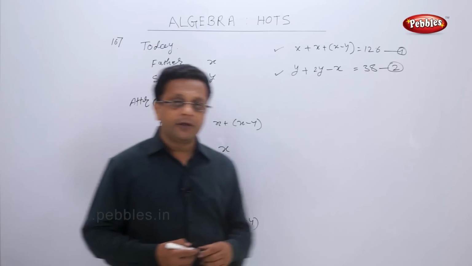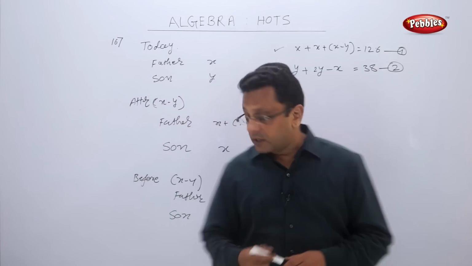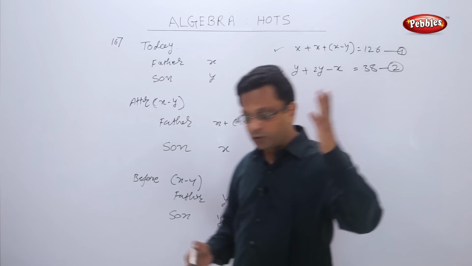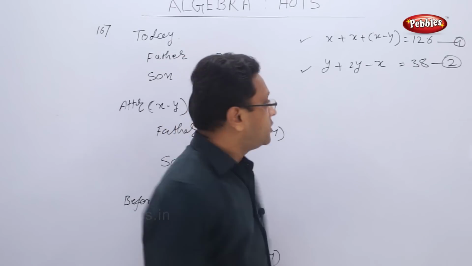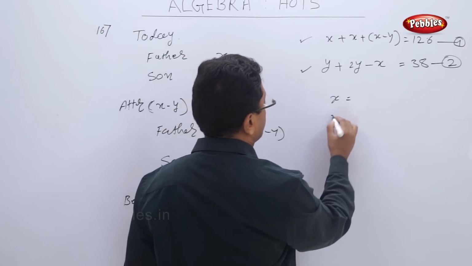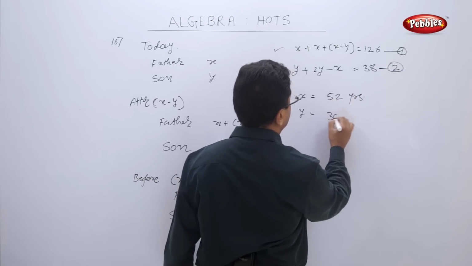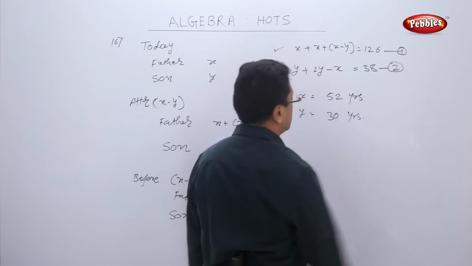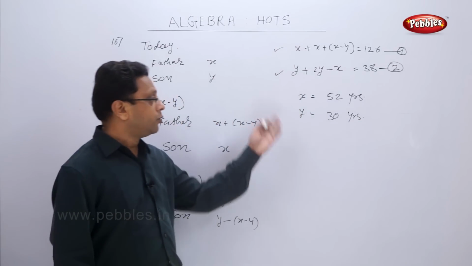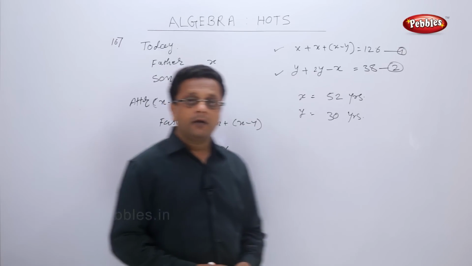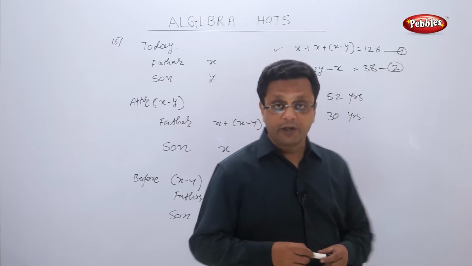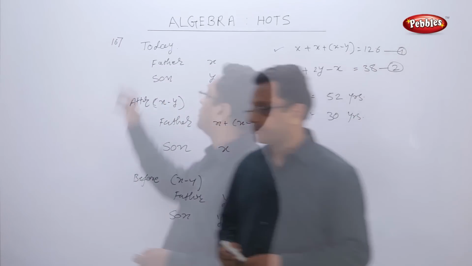So pause your video here and quickly find out the answer of X and Y. Pause your video. The answer is, father is 52 years and son's age is 30 years. This is today's age of father and son. Please check your answer. We'll go ahead.